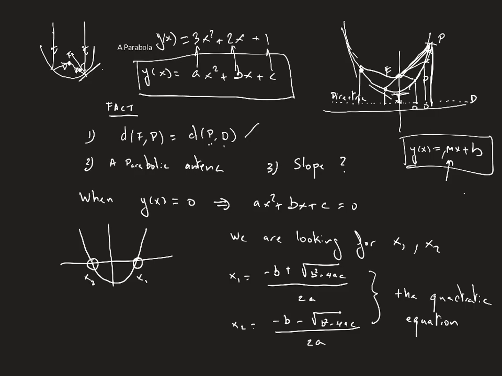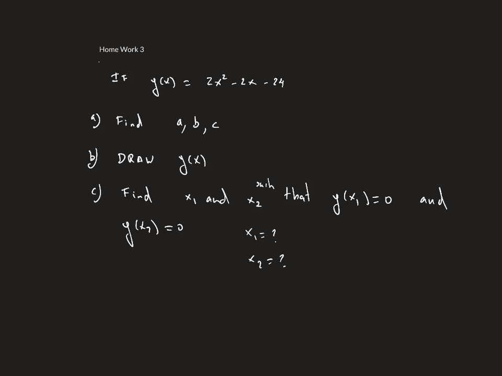The other thing that I want you to refresh is the quadratic equation. It applies when y of x is equal to 0, that is, when ax squared plus bx plus c is equal to 0. You know the quadratic equation: x1 equals minus b plus the square root of b squared minus 4ac, and x2 is minus b minus the square root of b squared minus 4ac, all divided by 2a. And what I would like you to do is homework 3.